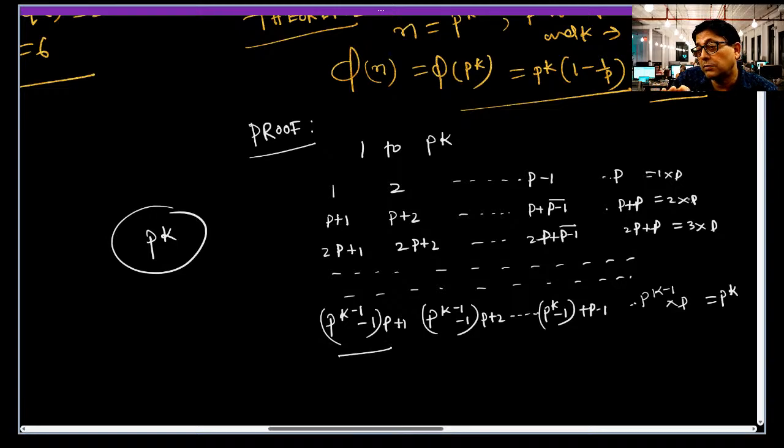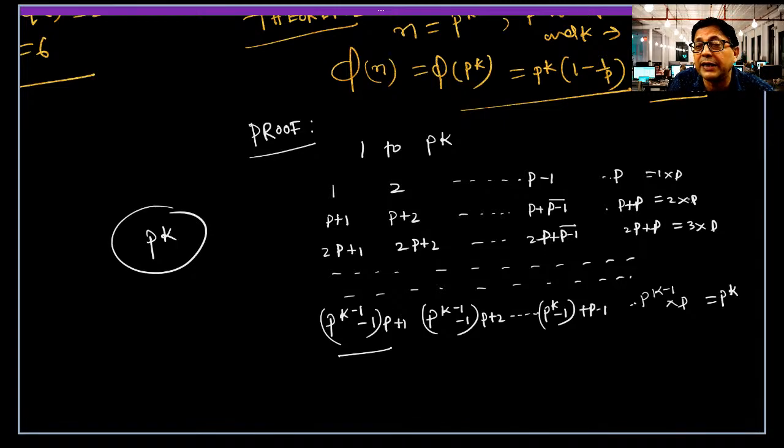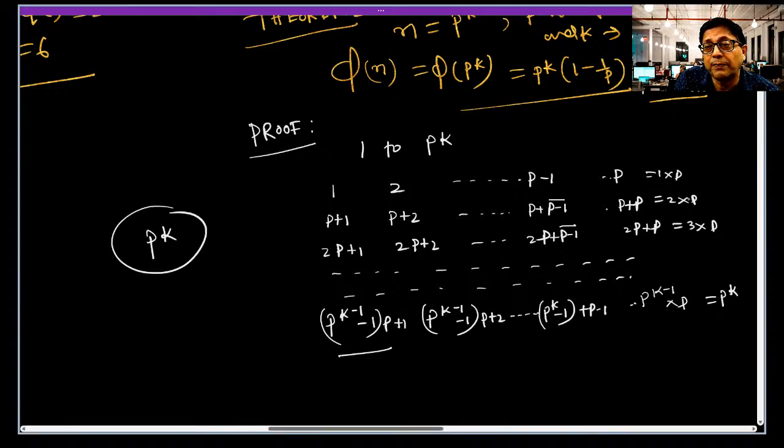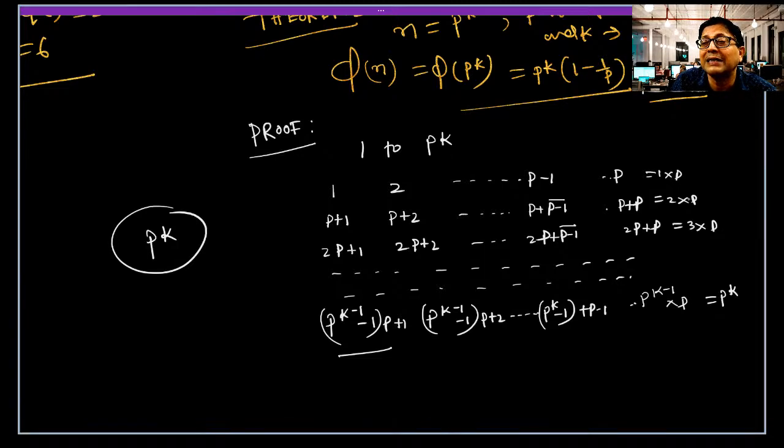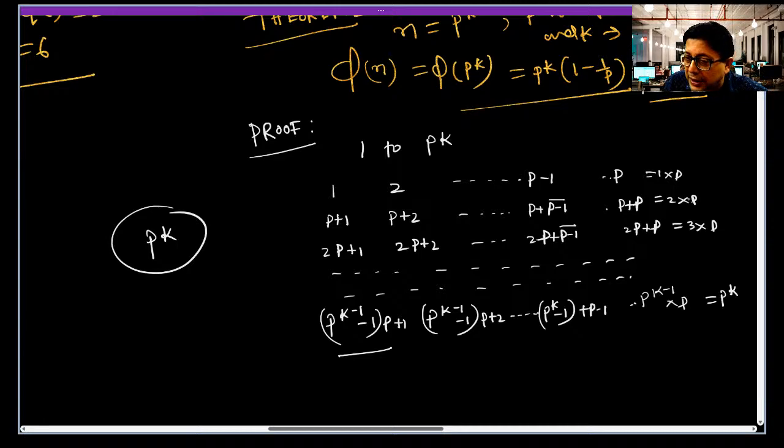So if we remove those numbers which are not prime to p to the power k, the number of numbers prime to p to the power k will be the remaining p to the power k minus p to the power k minus 1. Clear? That's why we are writing phi of p to the power k equal to p to the power k minus p to the power k minus 1, and if we take common, it will be p to the power k times 1 minus 1 by p. Okay?